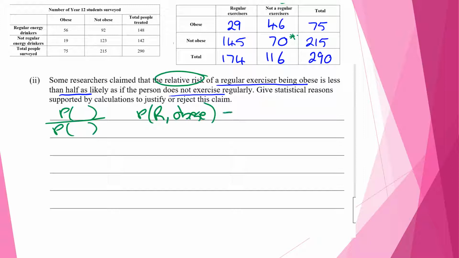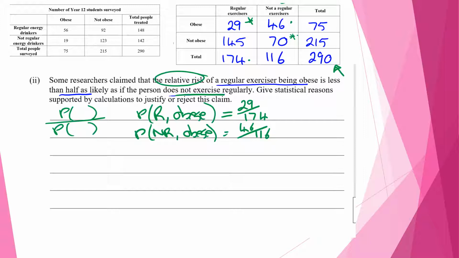So we're looking at the information from Part B that we just worked out before. Regular exerciser being obese is 29 out of the 174. And that's going to be divided by the probability of the person not being a regular exerciser. So a non-regular exerciser being obese is 46 out of the total who are not regular exercisers of 116.